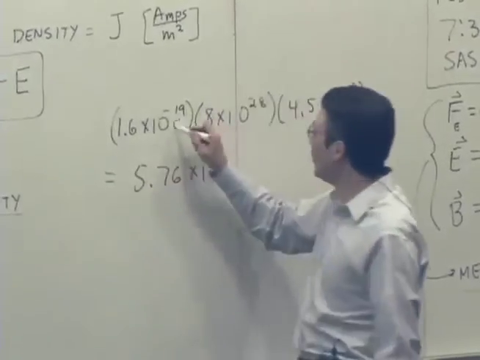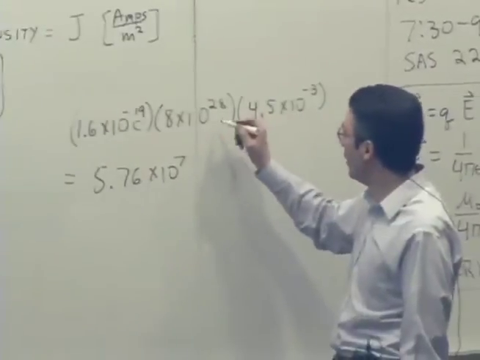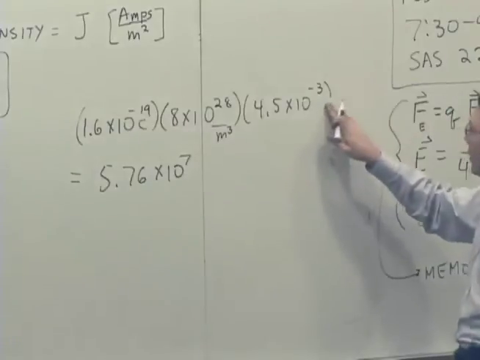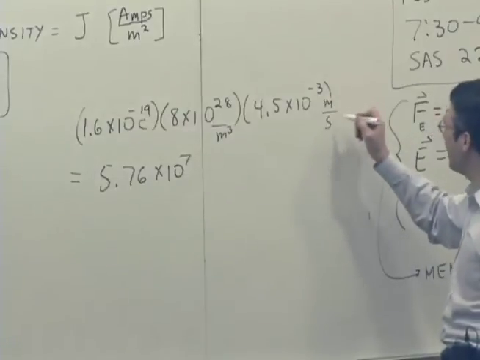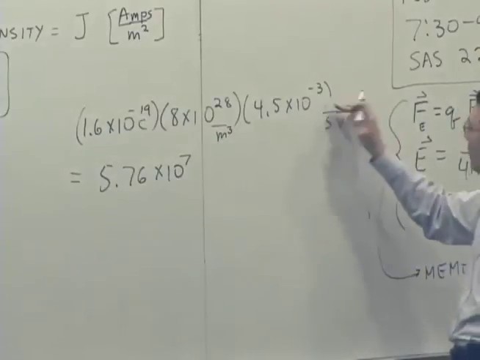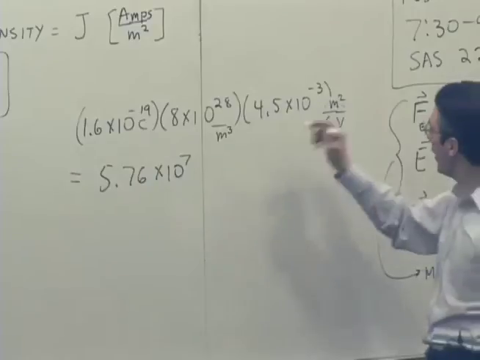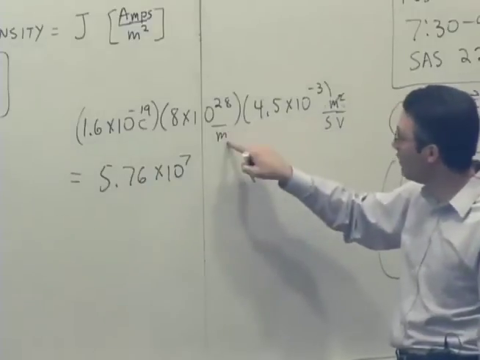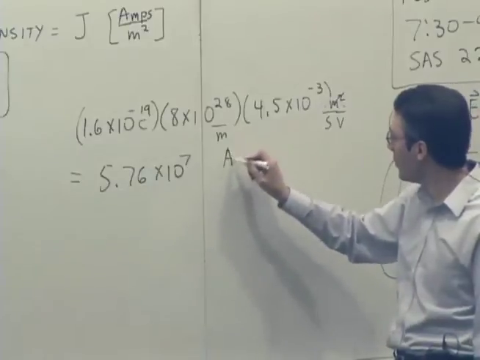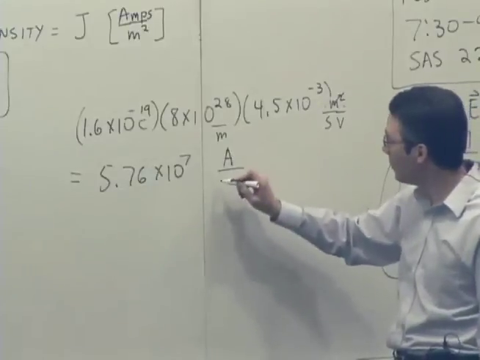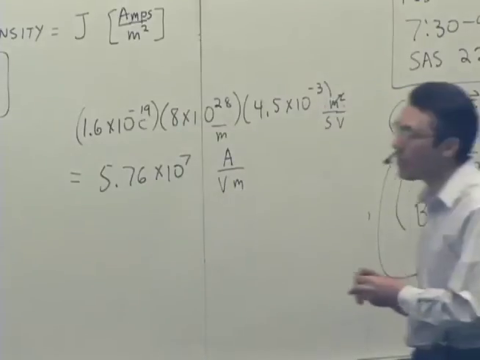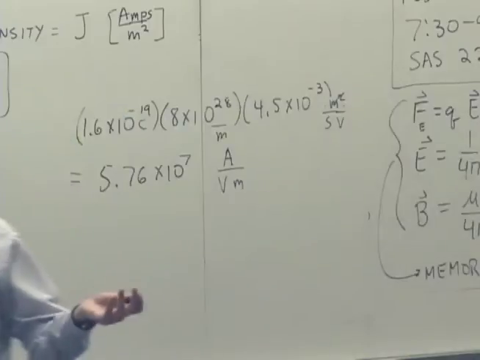So the units, we have coulombs, we have electrons per meter cubed, and we have meters per second divided by volts per meter. So it looks kind of ugly. We have meters squared here, and meter squared is going to cancel out with that and leave a meter here. And a coulomb per second is an amp, and so we have amps divided by volt meters, which is the same thing as that, only unsimplified. Okay, so that's conductivity of copper.